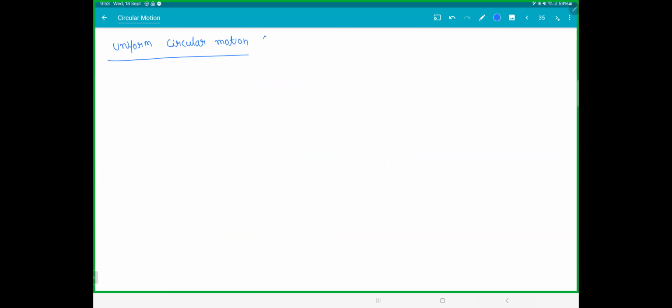We also call this thing UCM. So listen carefully. Now, regarding circular motion, whatever you studied in school, just forget about it. Most of it was not useful. So listen with an open mind.